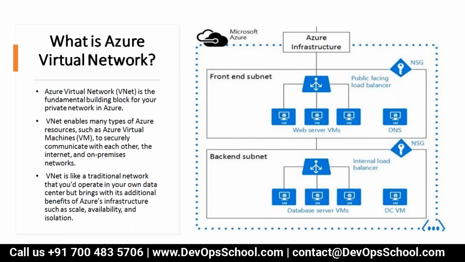VNet is like a traditional network that you operate in your own data center, but it brings the additional benefits of Azure infrastructure, such as scale, availability, and isolation. If we are going to work in Azure infrastructure, it will be available inside the Azure subscription. Inside the Azure subscription, you should first create the resource group.